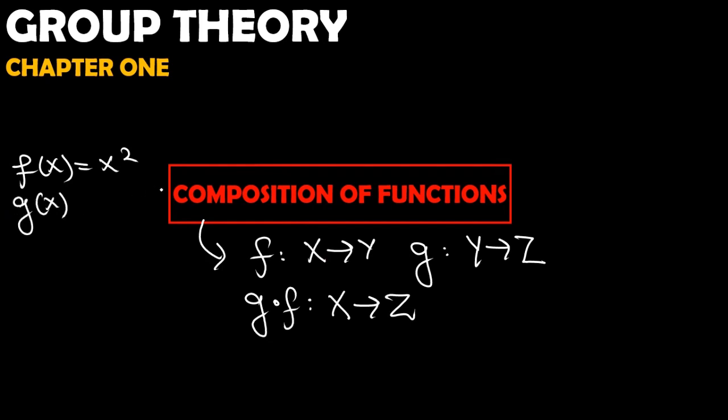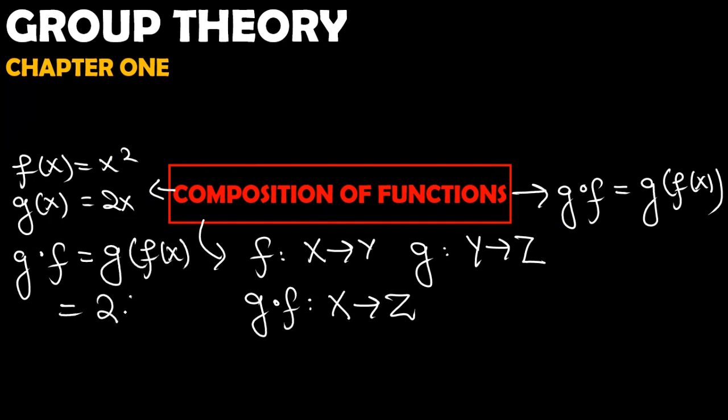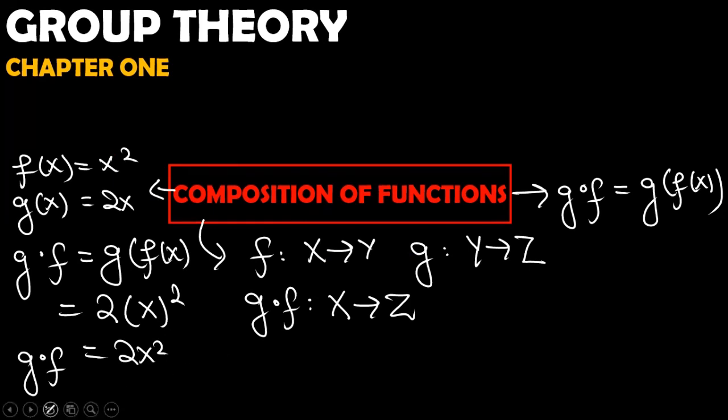For example, if f of x is equal to x square and g of x is equal to 2x, then g of f is found by putting the function f of x in place of x in g. We have g of x equal to 2x, and in place of x we put f of x. Then we get 2x square, which is the value of g of f. So in this way we can find the composition of functions, right? I hope this is clear to everyone.